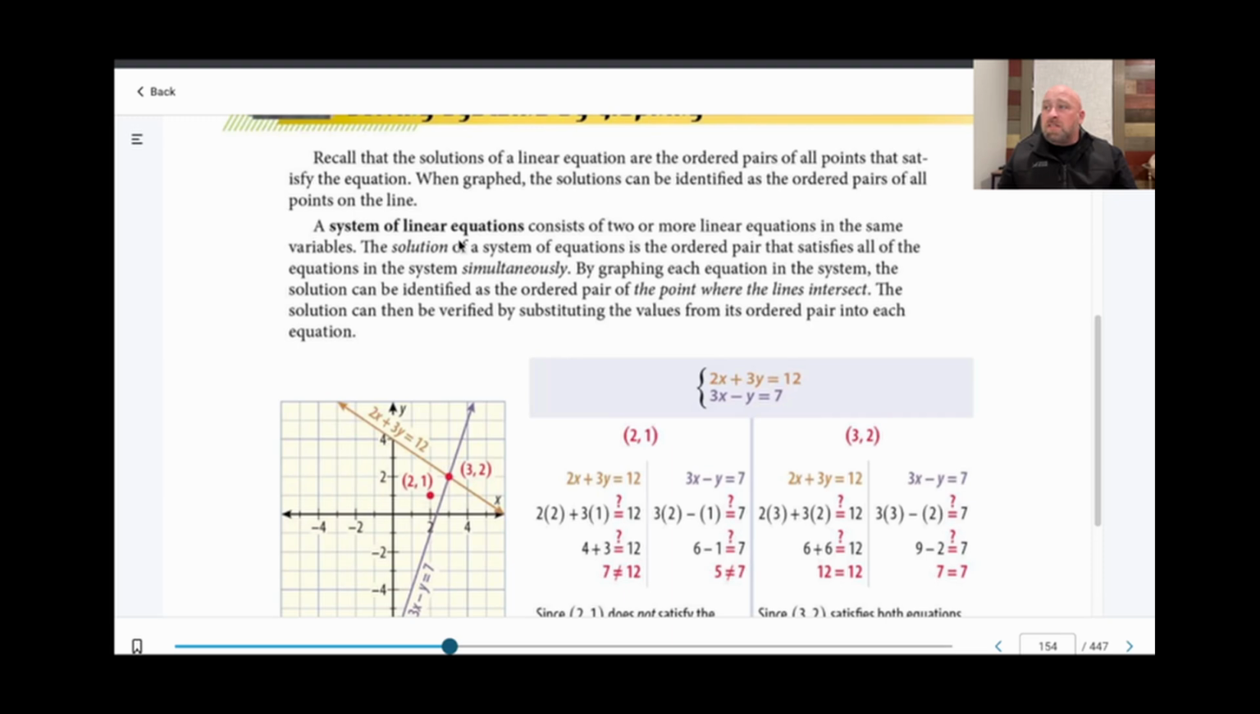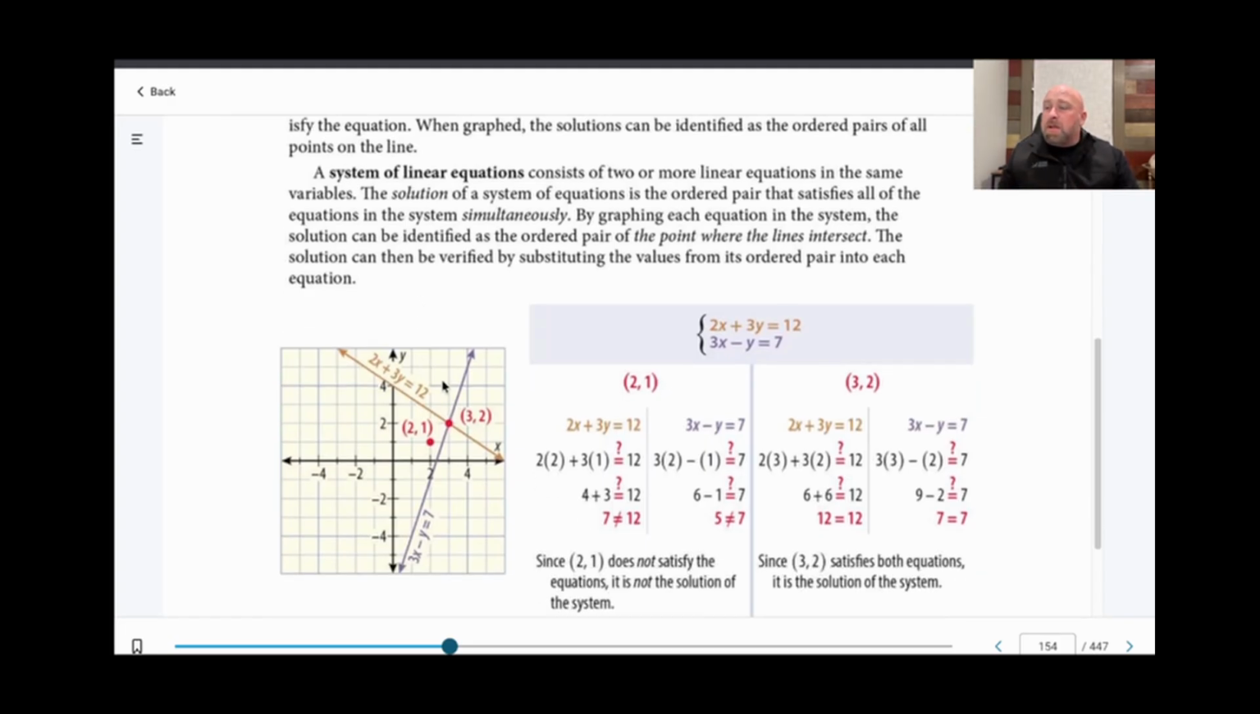The system of equations, that's all it means, is two separate lines, or it could be more. It could be 3, 4, 5 lines on the same graph. But really, for the most part, we're going to deal with just two lines on the same graph. And the solution to these is where those two lines cross each other.